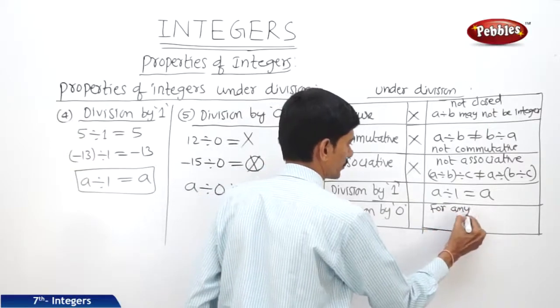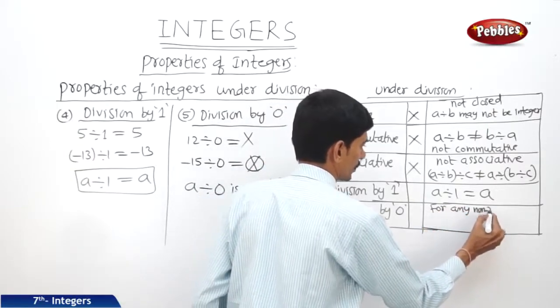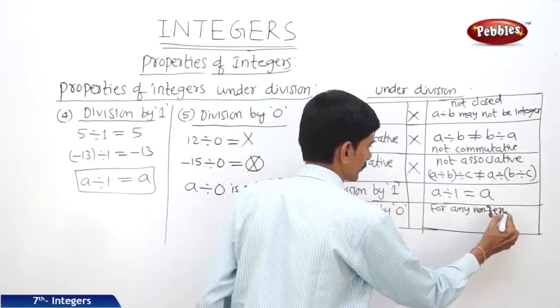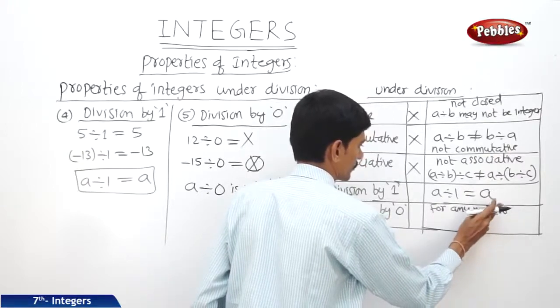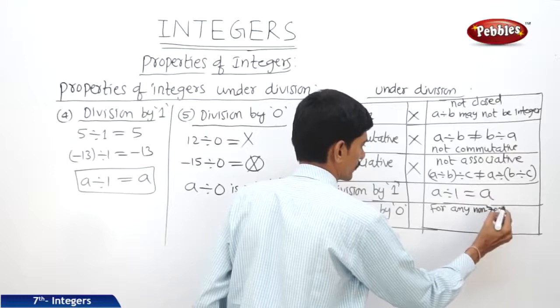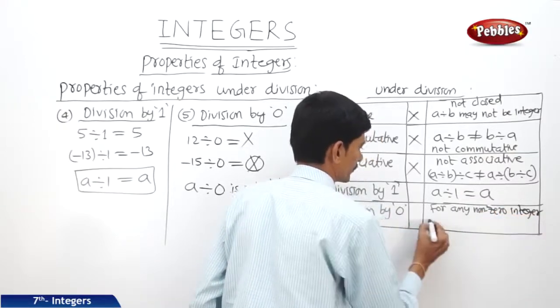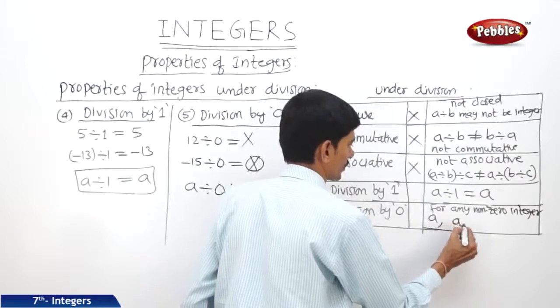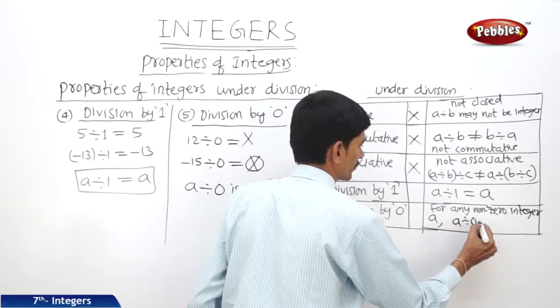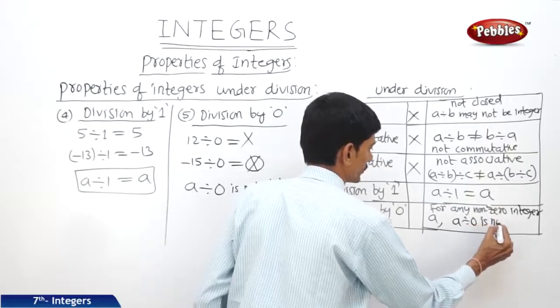For any non-zero integer a, a divided by 0 is not defined.